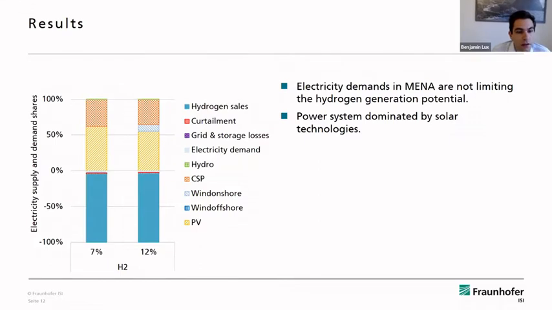Maybe another look at the electricity system that is behind these hydrogen supply curves. Here you can see the share of electricity generation for another two points of these supply curves, and how the electricity is then used below the x-axis. And we can see that the electricity production in the optimization results is dominated by solar technologies, most prominently solar PV, followed by CSP. We can also see that the electricity demand within the region can be met easily, and that there is a lot of renewable power generation potential that could be used for hydrogen production.